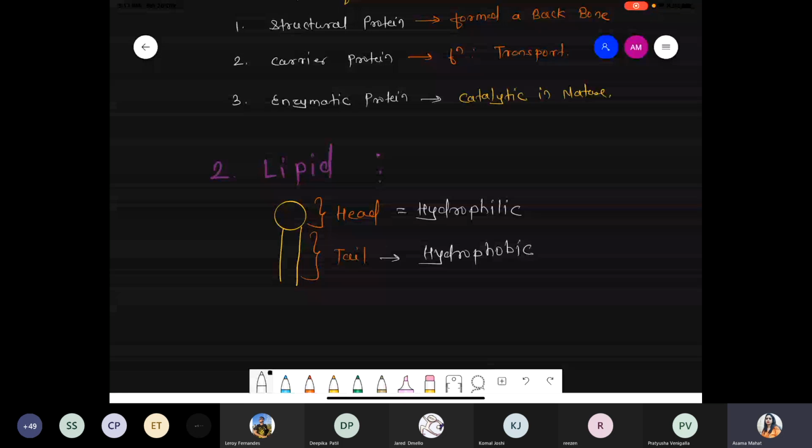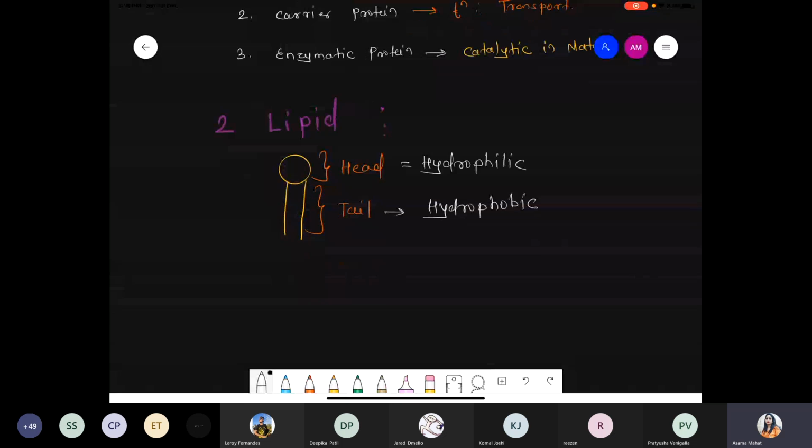Whenever we are talking about the typical arrangement of the plasma membrane, head is always present toward the outer side. They always face the water, while tail, they are embedded inside. They are present at the core region. They repel from the water.